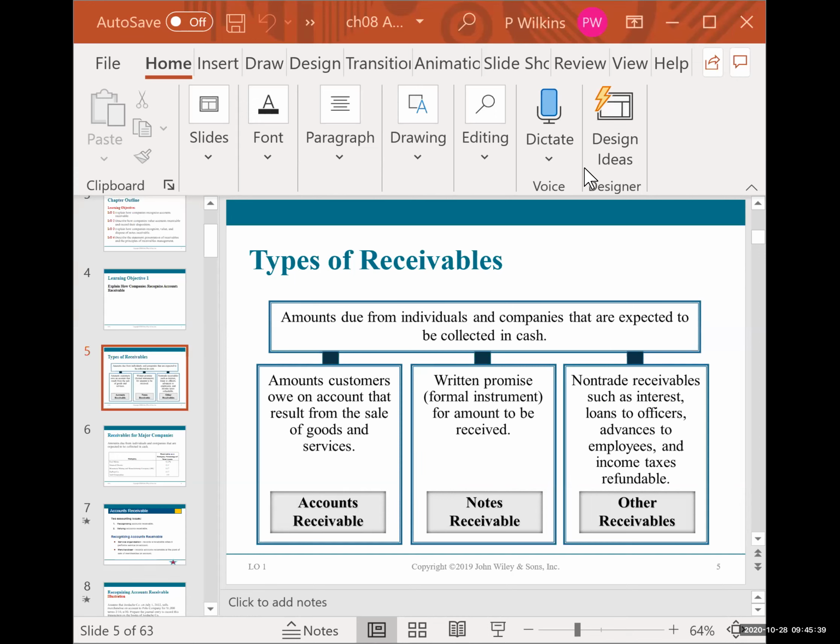You've already dealt with accounts receivable. All receivables exist because we've provided a service or a product or both to a customer and they haven't paid us yet. So we are going to be receiving that money later. Now, up to this point, we have really dealt with accounts receivable.